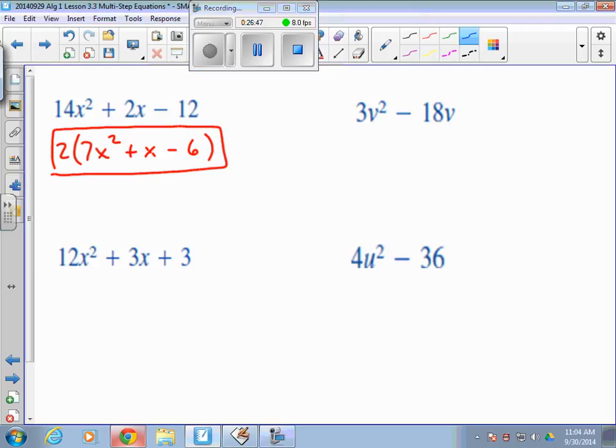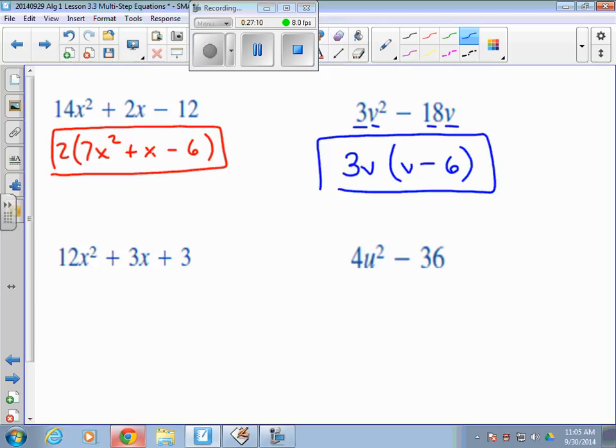You're taking out the factors they share in common. Like for this next one, they both have 3 and they both have a v. So you want to take out 3v. 3v times v gives you 3v squared. And 3v times negative 6 gives you negative 18v. So 3v times v minus 6.